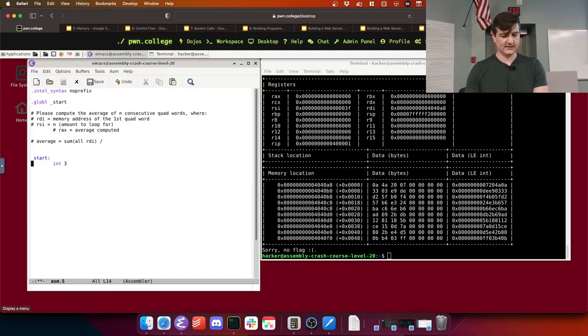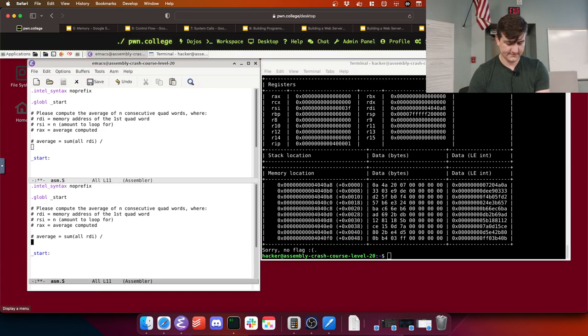So let's take it step by step. So we know that RDI will have the memory address. RSI has the amount we need to loop. RAX could be our average.